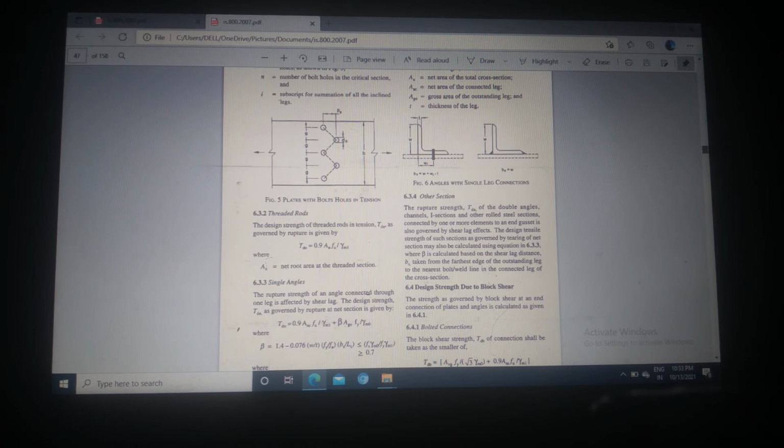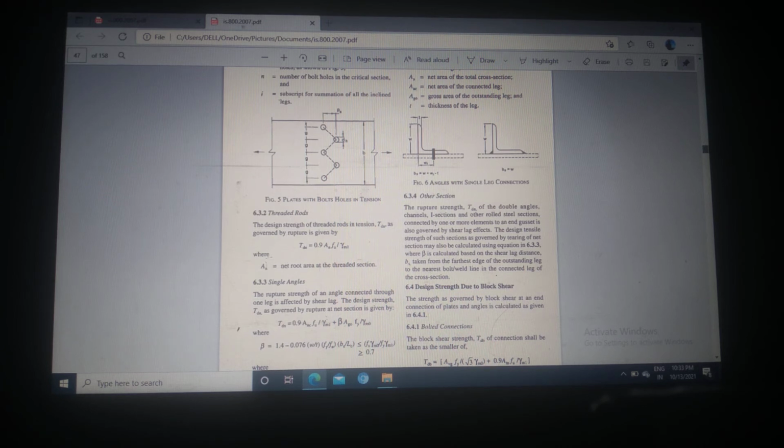So I am again repeating, AG naught, the gross area of the outstanding leg, is length minus half of thickness inside the bracket, and then outside the bracket into thickness. All things are of the outstanding leg. In case of ANC, the formula is length minus half of thickness minus gross bolt diameter inside the bracket, then bracket close into thickness. All things are of the connected leg.